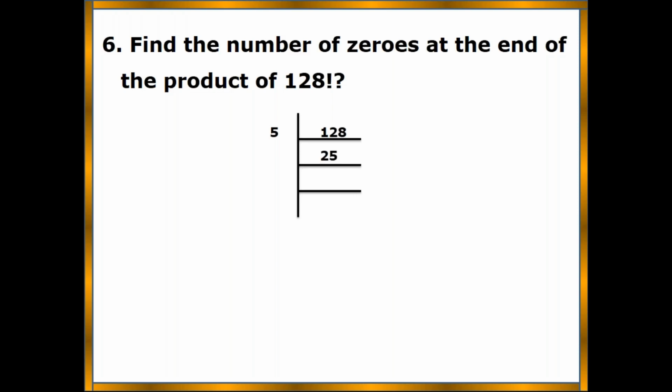5 25s are 125, 5 5s are 25 and 5 1s are 5. You can add all the quotients. We don't need the actual product of 128 factorial. 1 plus 5 is 6, 6 plus 25 is 31. There are 31 zeros at the end of the product of 128 factorial.